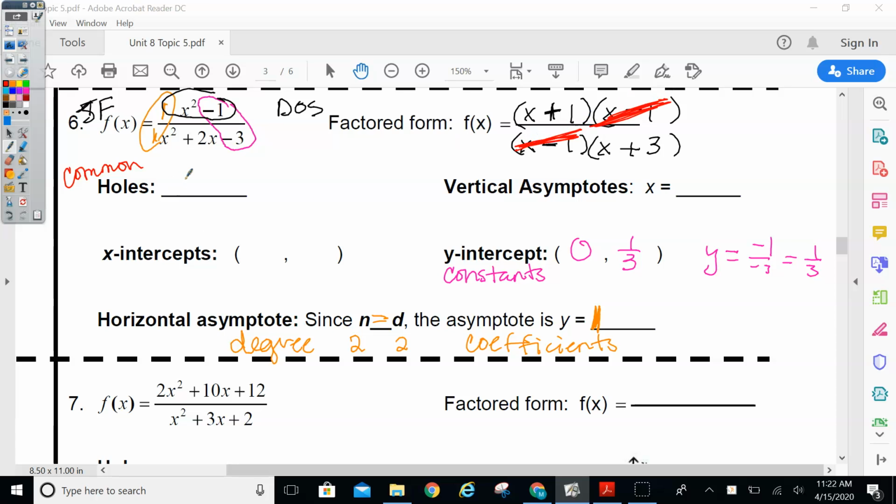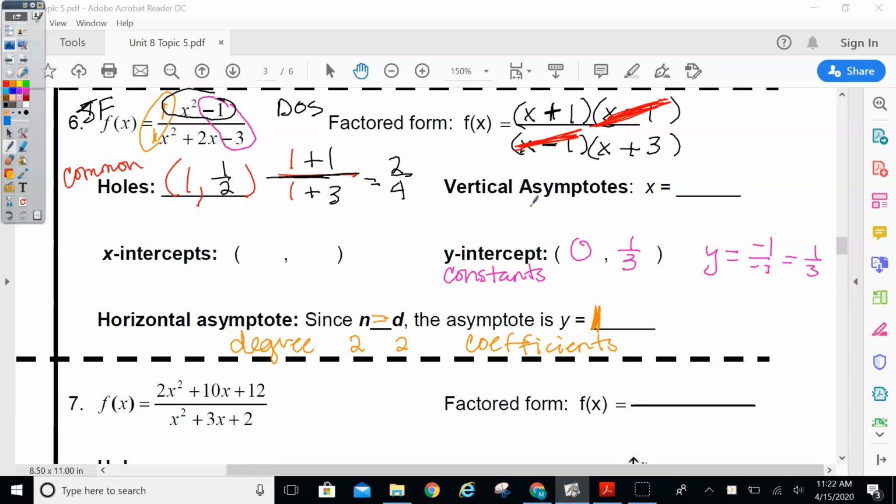So that means I have a hole at +1, but I need to find the y. I'm going to plug a 1 into what's left over. So I have a 1 and a 1. I'm going to do 1 plus 1 in the numerator over 1 plus 3 in the denominator. 1 plus 1 is 2. 1 plus 3 is 4. So this reduces to 1/2.